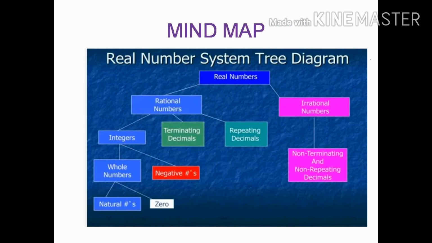Let us see the mind map of the real number system. See, these real numbers are broadly classified, we can say, as rational numbers and irrational numbers.